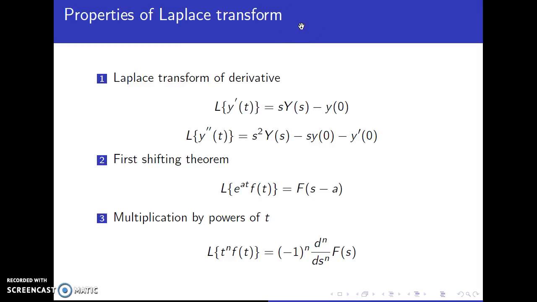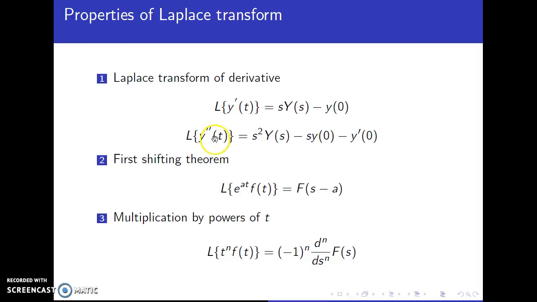To solve the differential equation with the help of the Laplace transform, we need the major property, that is the Laplace transform of the derivative. So, the Laplace transform of the first order derivative, that is y prime of t, is nothing but sY(s) minus y(0), where this Y(s) is nothing but the Laplace transform of y(t).